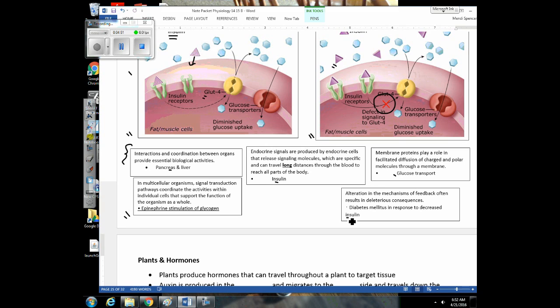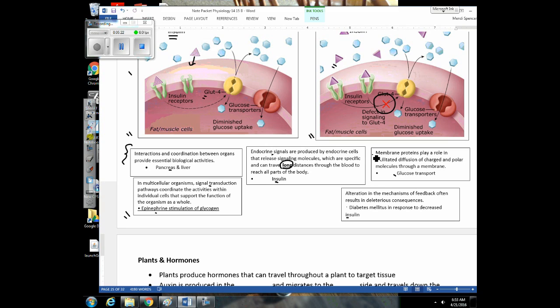You have to understand that there's interaction and coordination between organs. We talked about the pancreas and the liver as an example. In multicellular organisms, it's those signal transduction pathways that coordinate activities so that we can have a response in the organism. Remember, whenever epinephrine and glucagon bind to those G protein-linked receptors, it sets off these signal transduction pathways. Endocrine signals are produced by cells, and they travel over long distances. Insulin is produced by the pancreas, and it travels over a long distance through the bloodstream.